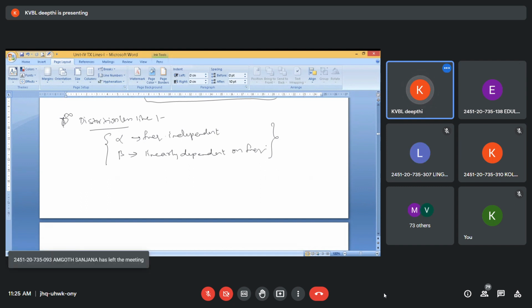Any doubts? Now we will generally see what are the types of line distortions we will have.